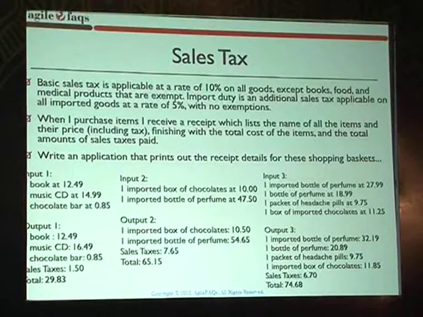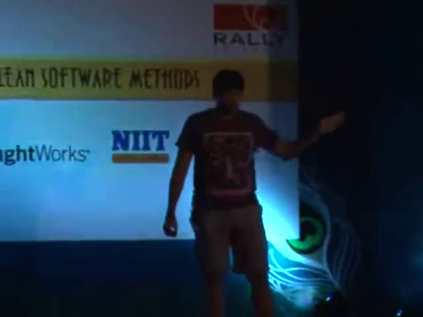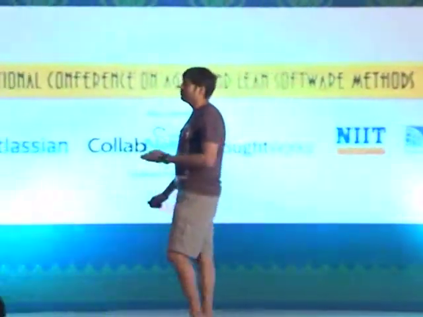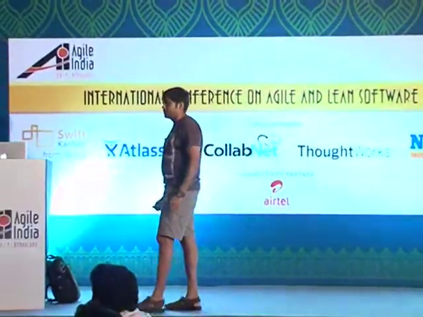All right, let's move to a little more interesting problem. This problem is to do with calculating sales tax. There is sales tax at 10%, but certain items are exempted from sales tax. And then there is import duty, which is charged at 5% if it's an imported product. So given that's the basic thing, for now you can ignore the rounding and all of that stuff because we can get to it later.